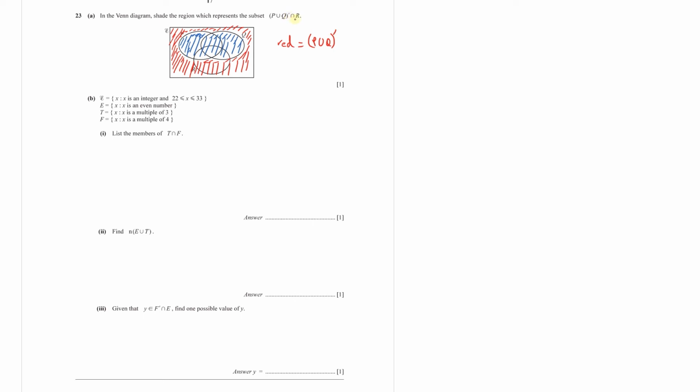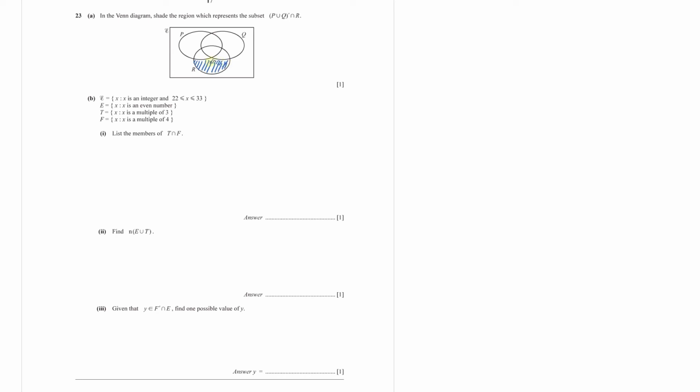And now we have to find the intersection of this red region with R. So which part of this red region intersects with set R, which is basically this green region here. That is the intersection of P union Q complement and this set R. So this part is the intersection here that we're looking for. So let me just erase it and mark the final answer since we only have to shade that region only. So your final answer would be this region.